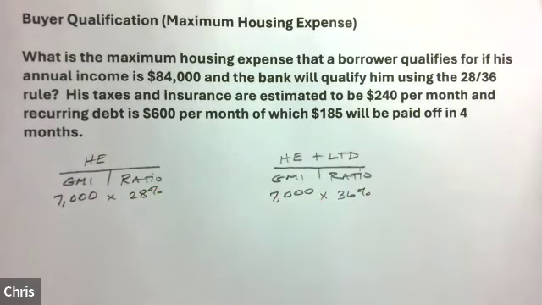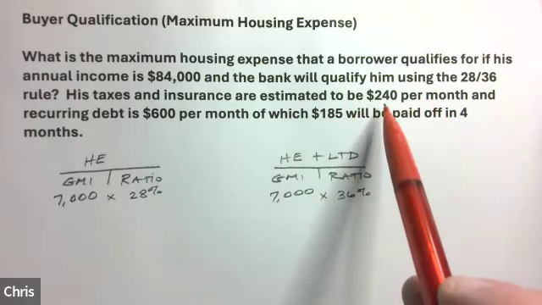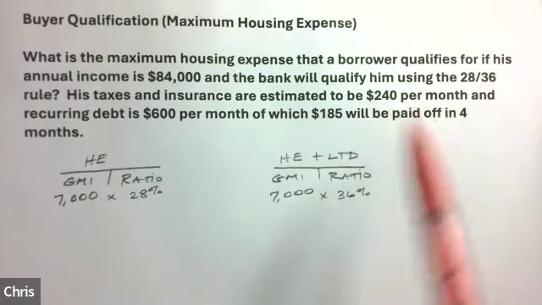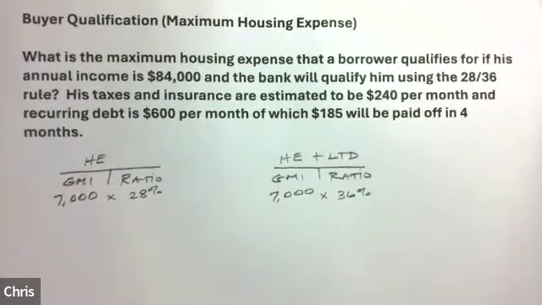Okay. His taxes and insurance are estimated to be at $240 per month. Now, I want to stop on that for just a moment. That was completely put there to try to get you off base. The reason that you don't need the taxes and insurance in this problem is you're looking for housing expense, and housing expense already includes the taxes and insurance. So technically, you're not going to make any adjustment there. It's an interesting piece of information, but it does not help you in this problem.